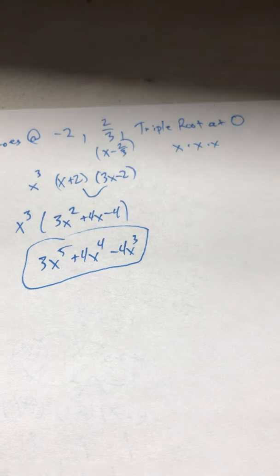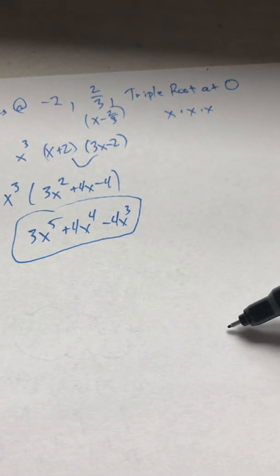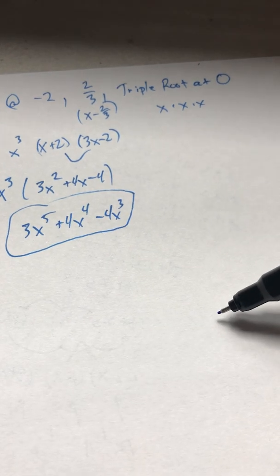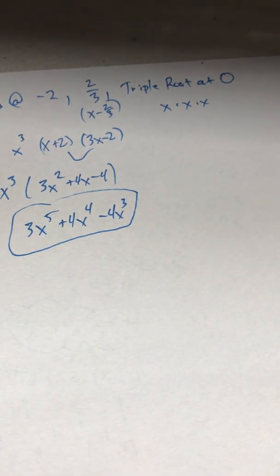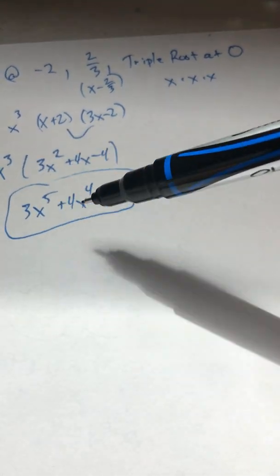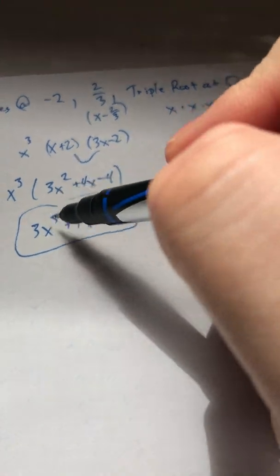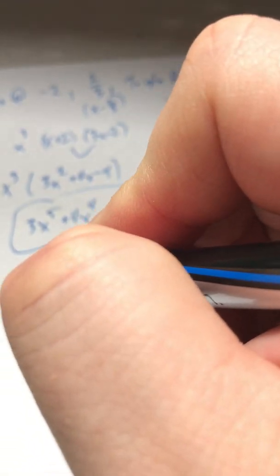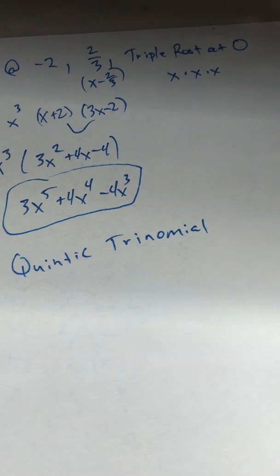All right, so for example, again, I could plug in negative 2 here, and if I've done it right, I should get 0 for my answer. All right, or I could check it with 2/3 and go that part. And let's just do the classification here. My power is 5, so if you remember, that vocab word is quintic. And then there's 3 terms, so this would be a quintic trinomial is the result.